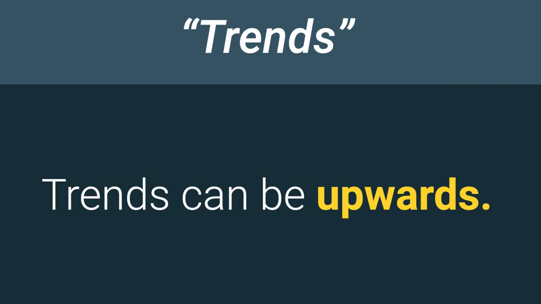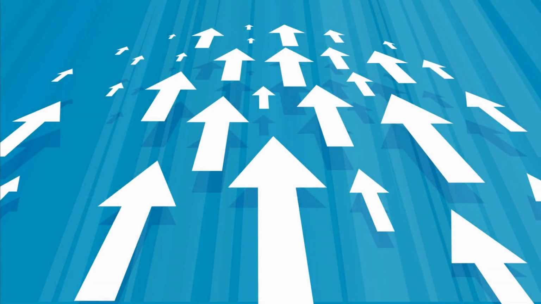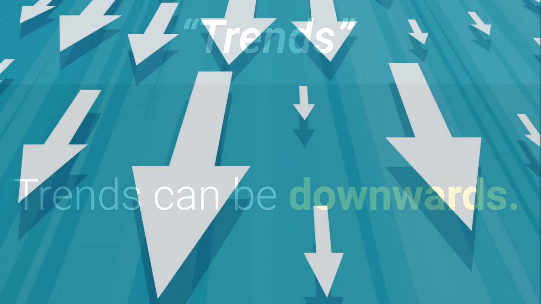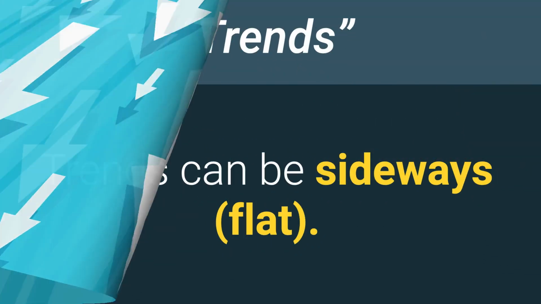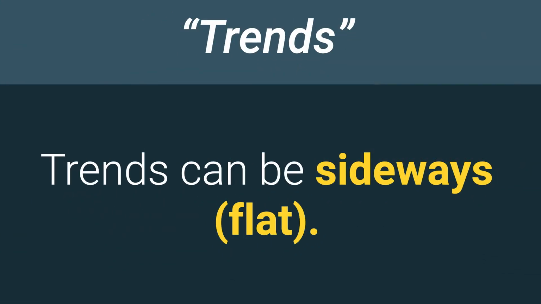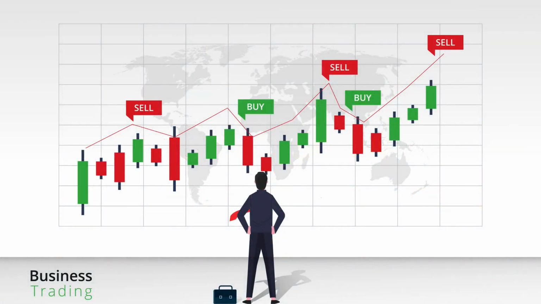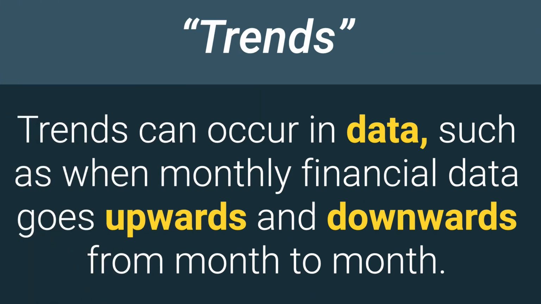Trends can be upwards. Trends can be downwards. Trends can be sideways, flat. Trends can show the overall direction of a stock market or an asset's price. Trends can occur in data, such as when monthly financial data goes upwards and downwards from month to month.